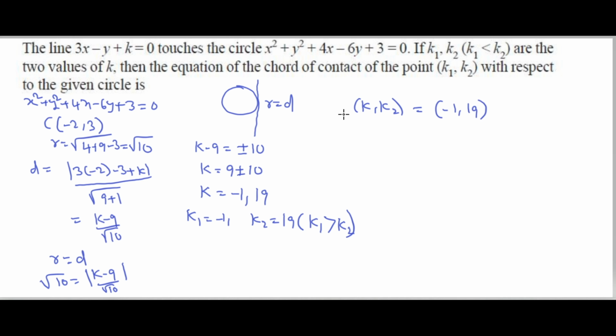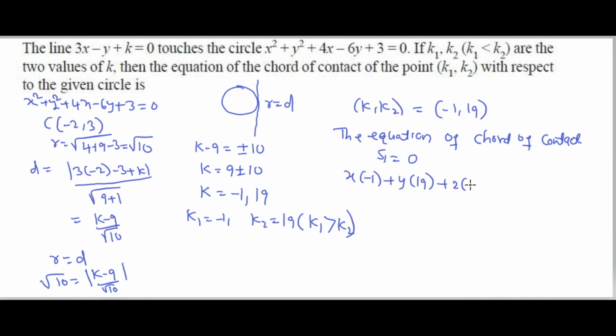Now the equation of the chord of contact. The equation of the chord of contact is S1 = 0. That is, x × (−1) + y × 19 + 2 × (x − 1) − 3 × (y + 19) + 3 = 0.